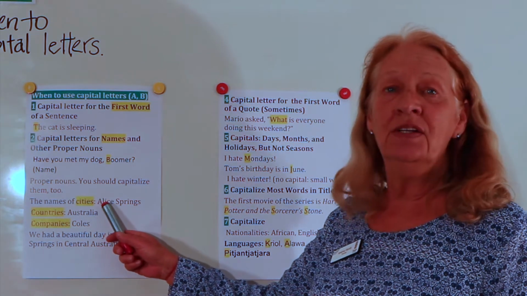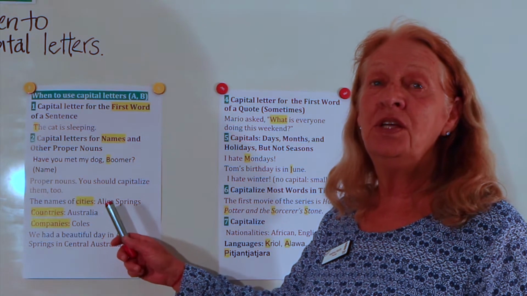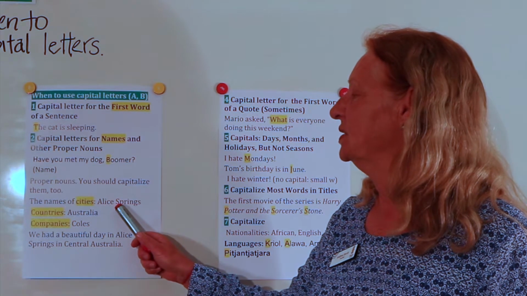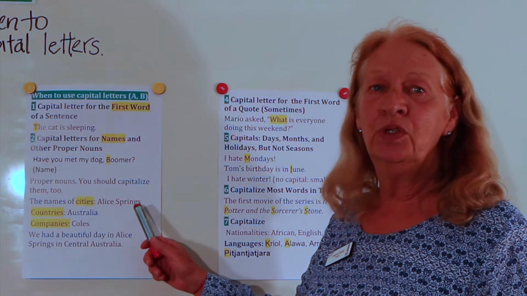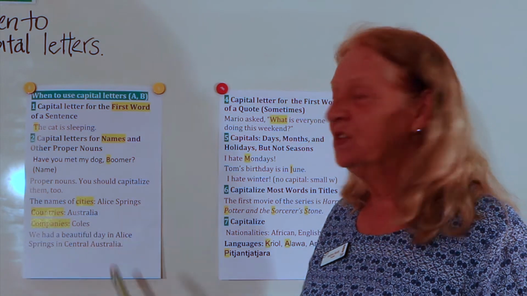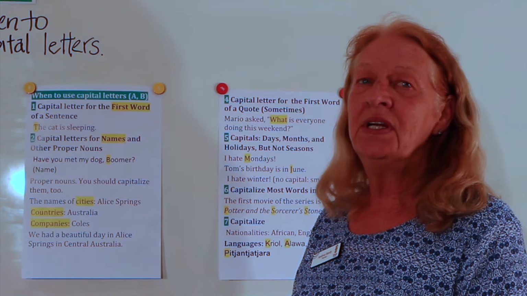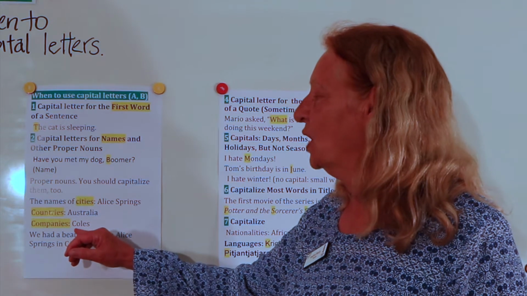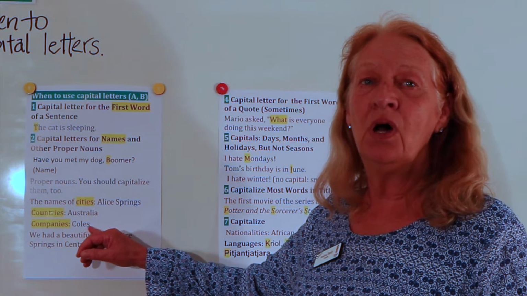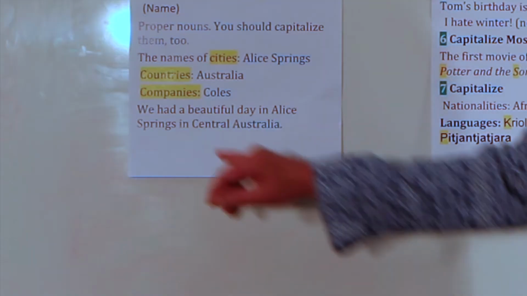So if you're writing that you go to Yirara College at Alice Springs, Yirara College has capital letters, and so does Alice Springs. There we go. Yundamu, everybody has a capital letter for their place. Countries also, capital letter. Australia, Africa, everyone uses a capital letter. And also companies like Coles. If you text someone and say, meet you at Coles, please put a capital letter in there. Remember that.